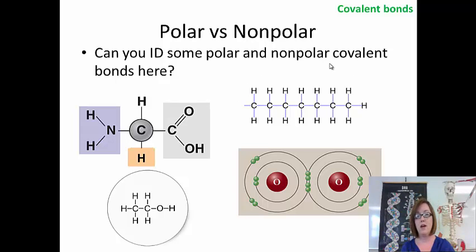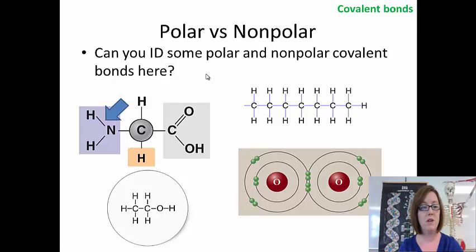So let's see if you can ID some of the polar and nonpolar covalent bonds here. We don't know what a lot of this stuff is on the screen yet, that's okay. You might recognize this down here. This is that oxygen gas I showed you. But you already know about structural formulas. So you know that the single lines mean a single covalent bond and the double lines mean a double covalent bond. So let's see if you can ID some of the polar and nonpolar bonds here.